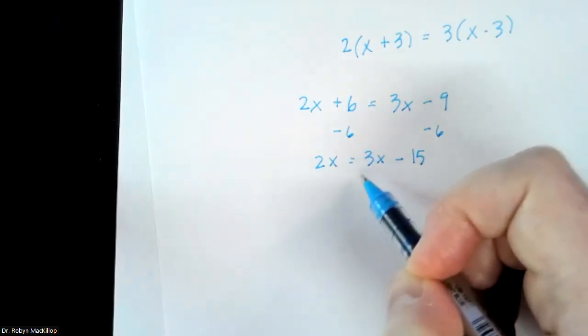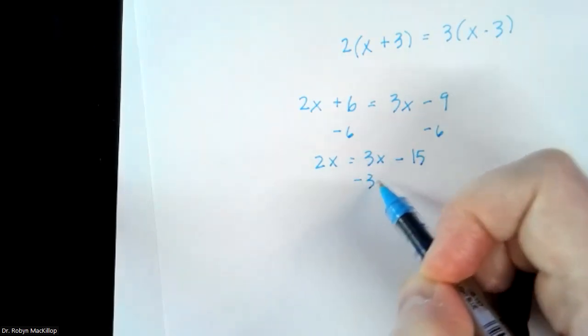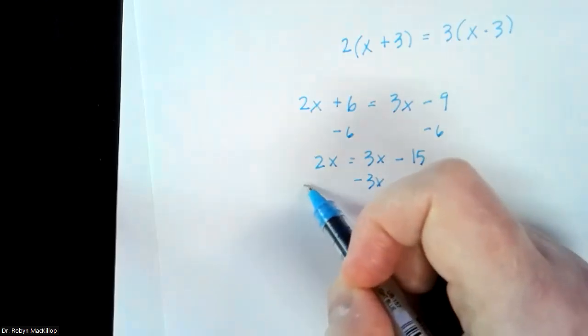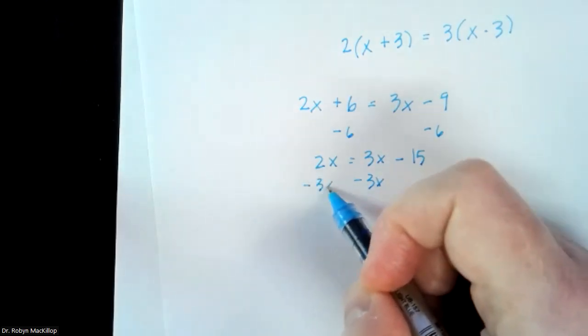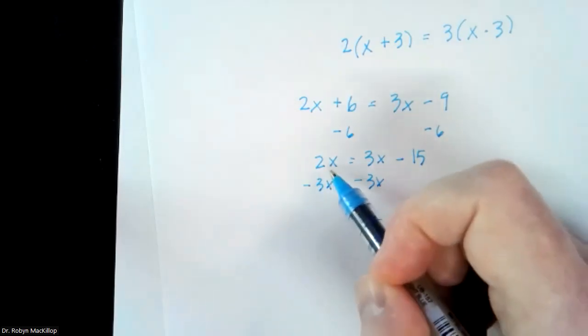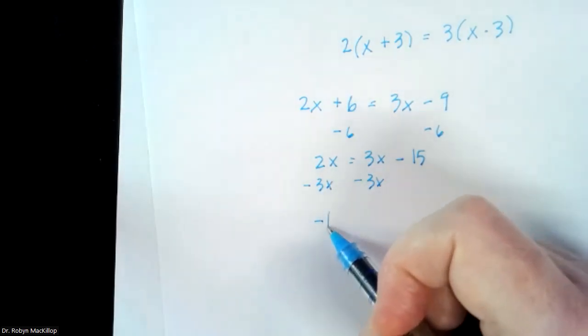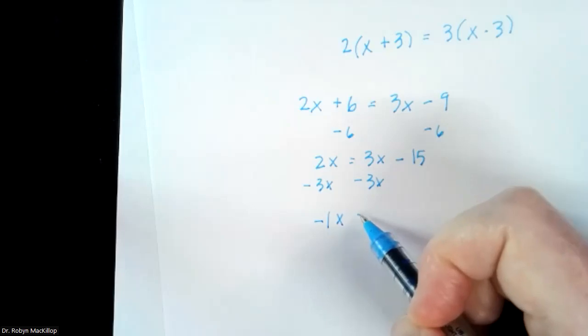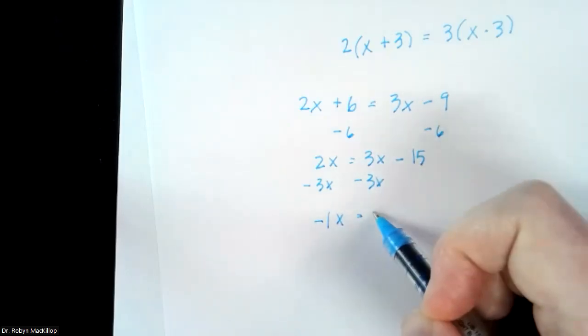We have to get rid of this. The 3X goes away, minus 3X. That's going to be negative 1X. These are gone. Bring down your negative 15.